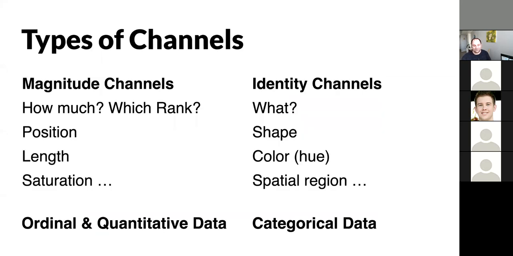There are two different types of channels that we need to distinguish based on the data types. Here this all comes together. We have magnitude channels that are great to encode ordinal and quantitative data, and then we have identity channels that are great for categorical data. Magnitude channels are about how much and which rank, and these are position, length, saturation, and others. Identity channels are all about identity, the what, and here you could use shape or color or spatial region.